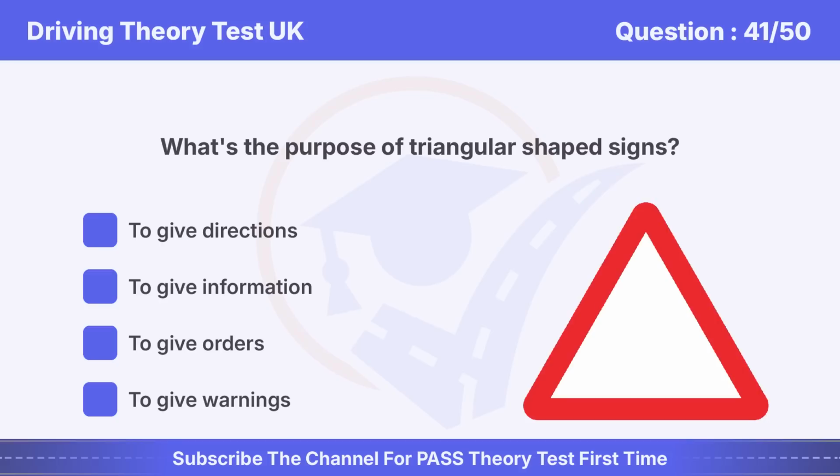Question 41. What's the purpose of triangular-shaped signs? Option A, to give directions. B, to give information. C, to give orders. D, to give warnings.